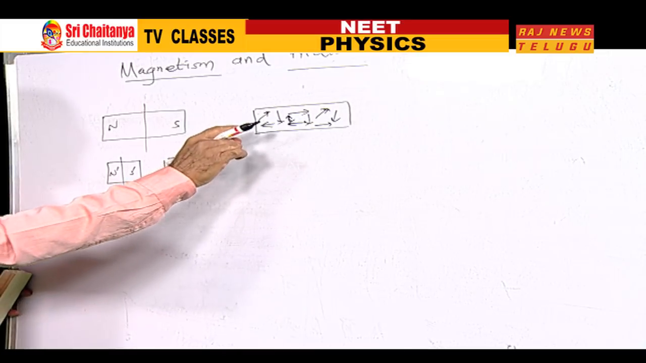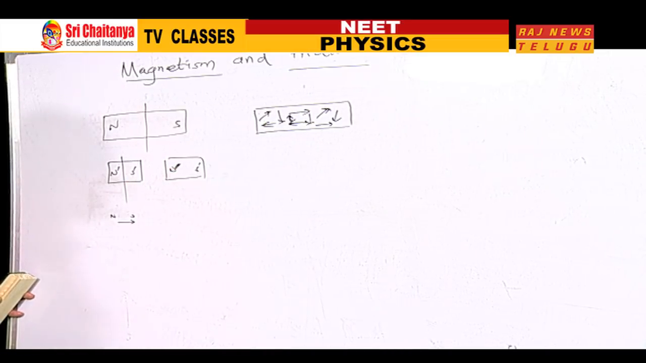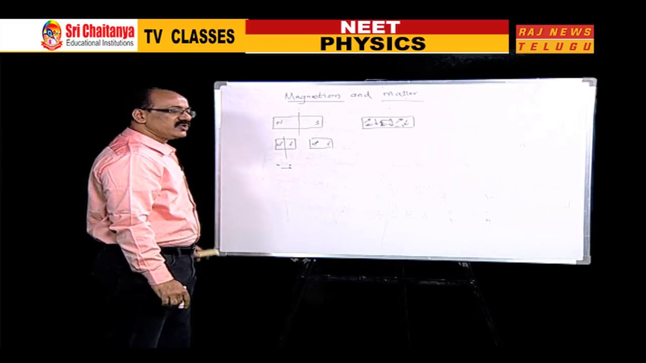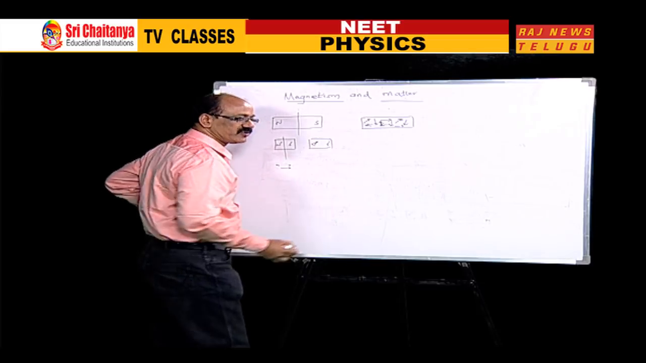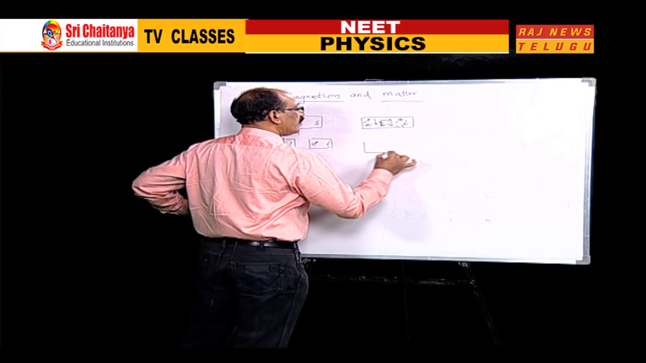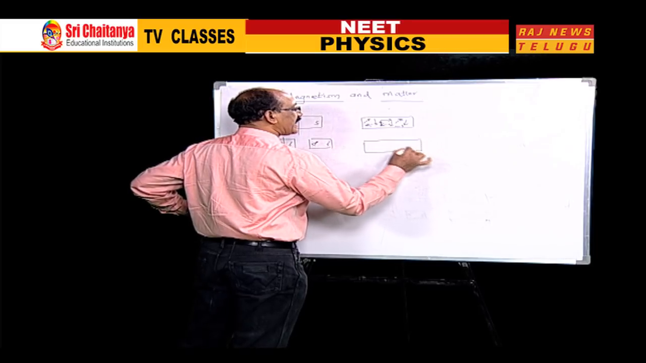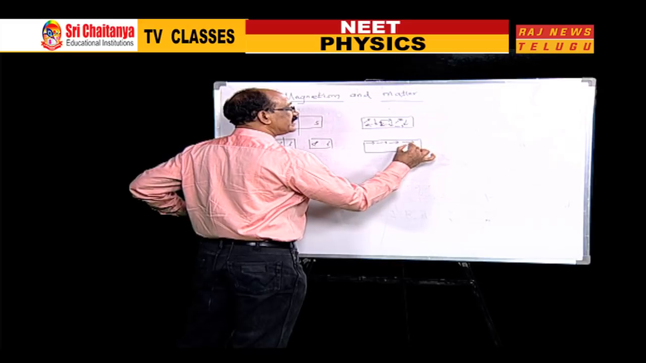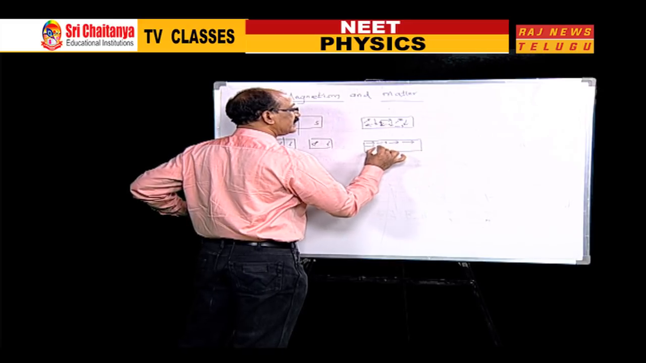But if it is magnetized by any of the methods like single touch method, double touch method, electromagnetic method, geomagnetic method, any of these methods which you have come across in lower classes, then what happens is these molecular magnets happen to be aligned in an orderly manner. They happen to be aligned like this.